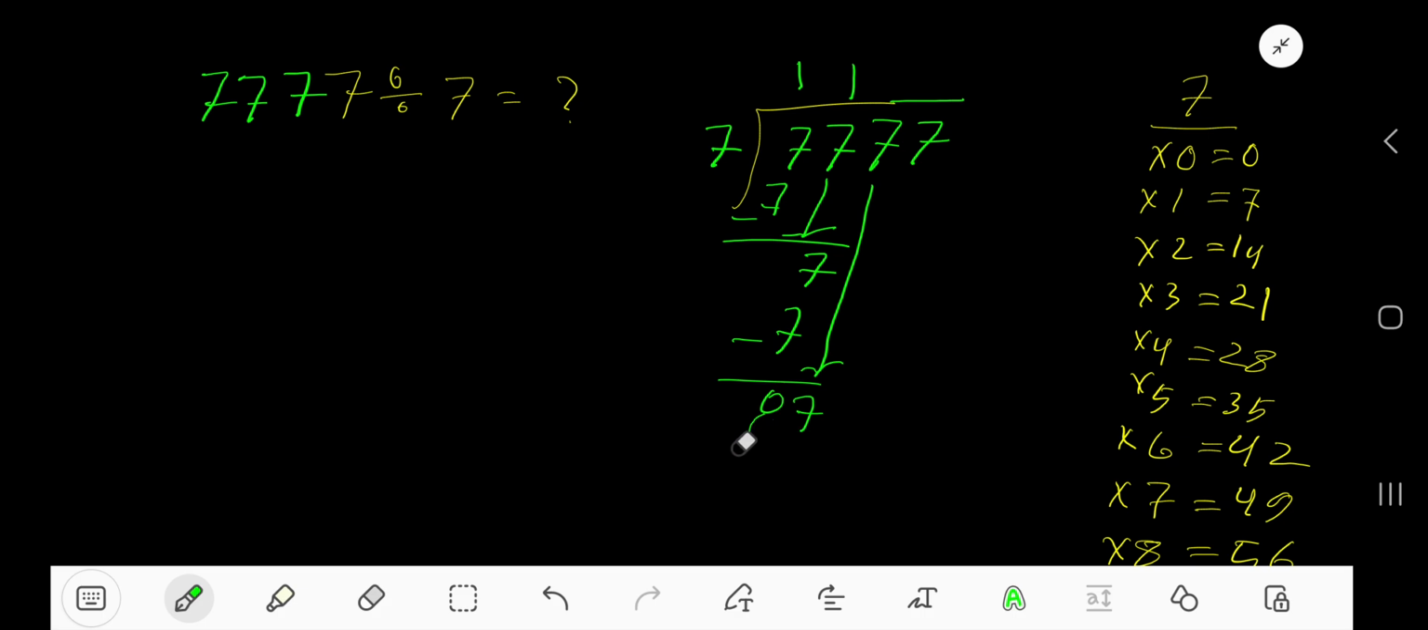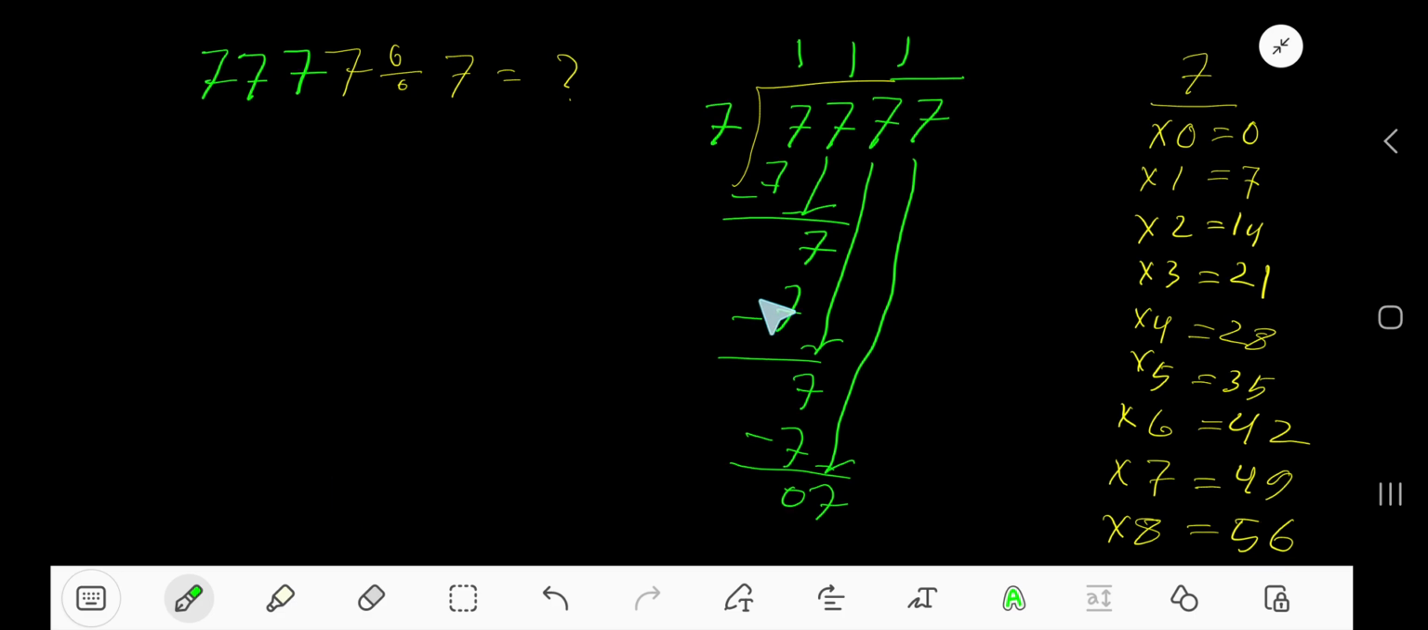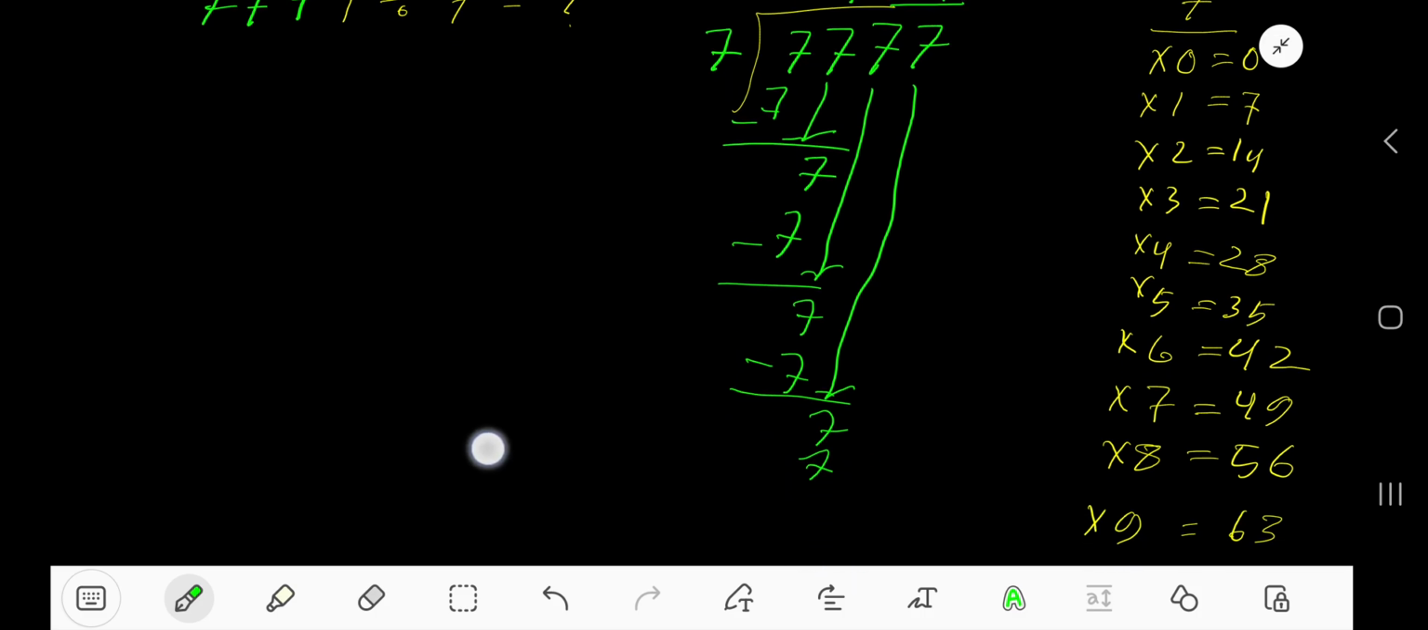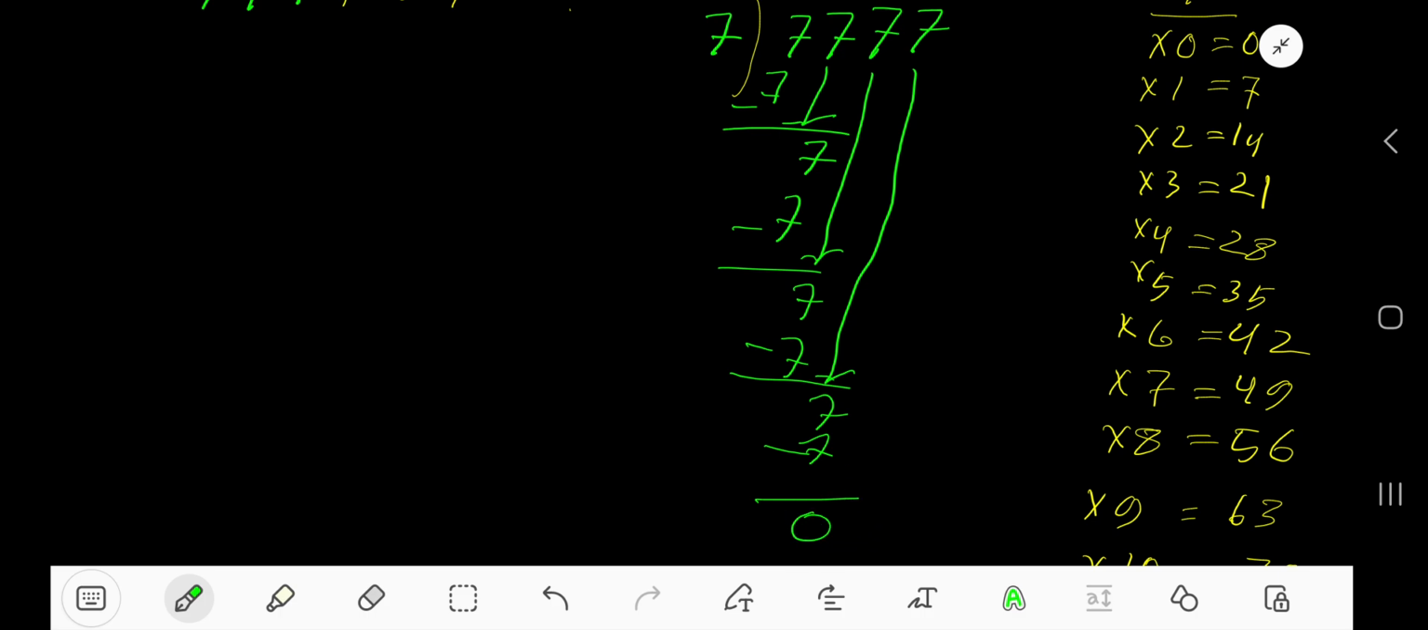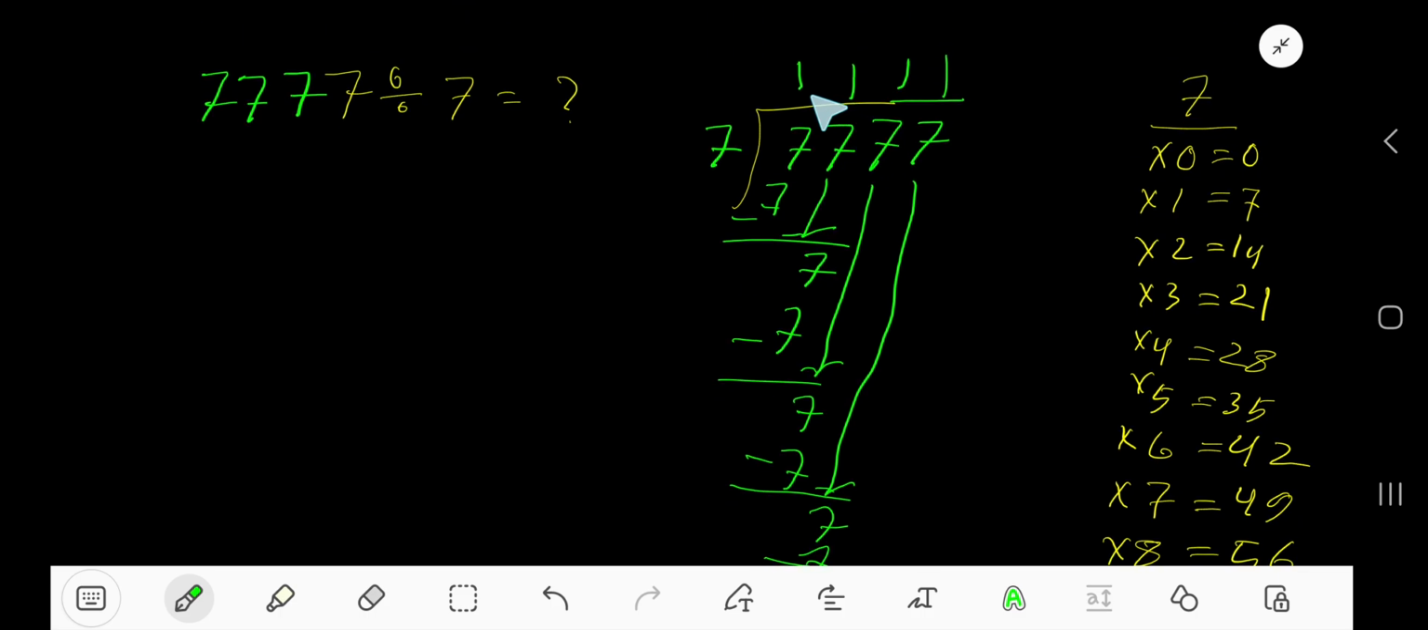0, 7 means 7. 7 goes into 7 again, 1 time. 1 times 7, 7. Subtract, 0. Bring down this 7. So 0, 7 means 7. 7 goes into 7 how many times? 1 time. 1 times 7, 7. If we subtract, then our remainder is 0. Since our remainder is 0, we are done. So our answer is 1111.